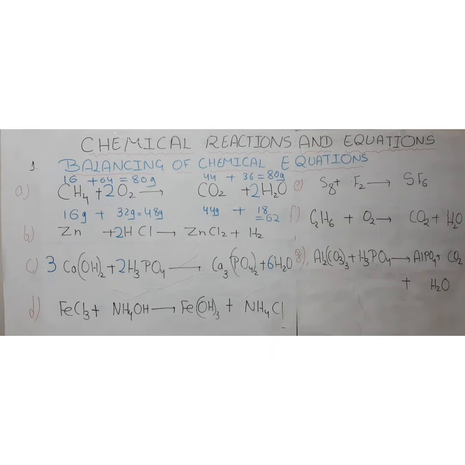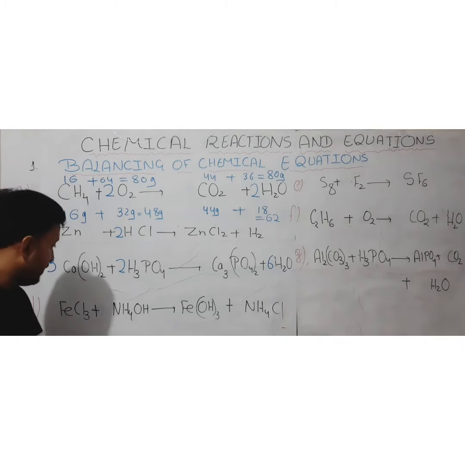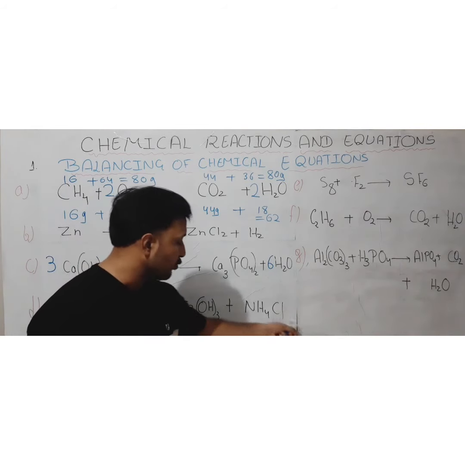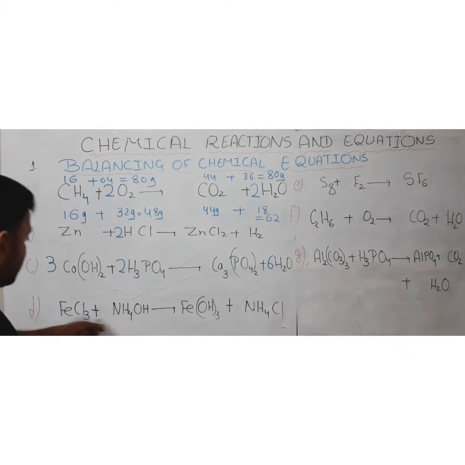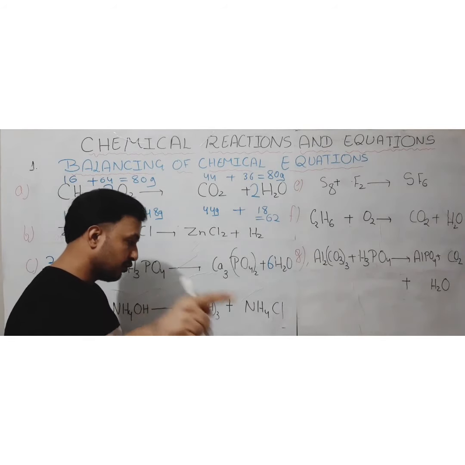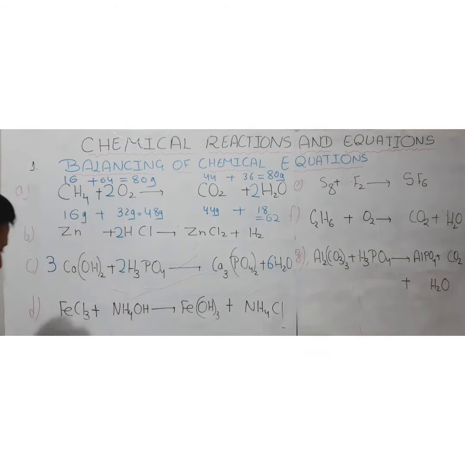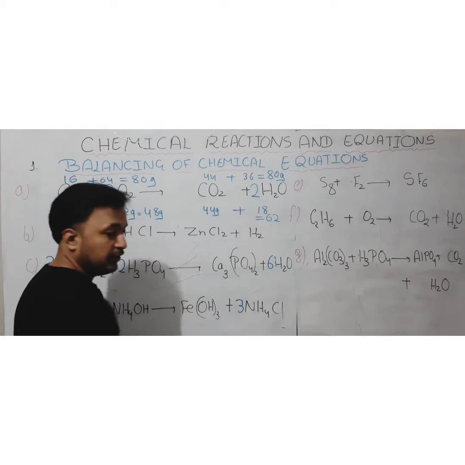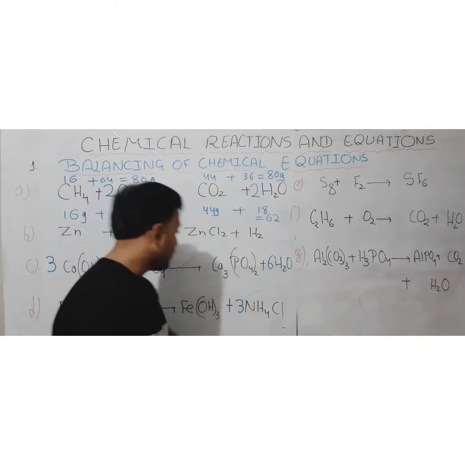Here ferric chloride, FeCl3, is reacting with ammonium hydroxide to give you ferric hydroxide plus ammonium chloride. Okay, you can say that it's kind of a double decomposition reaction also. Now if you see ferric chloride, iron is how many? 1, and here also it is 1, because we have to balance elements other than hydrogen and oxygen first. Iron is already balanced, no need to balance it. Chlorine is 3, here chlorine is 1. So we need to balance chlorine by putting coefficient 3. Okay, so now chlorine also becomes 3.